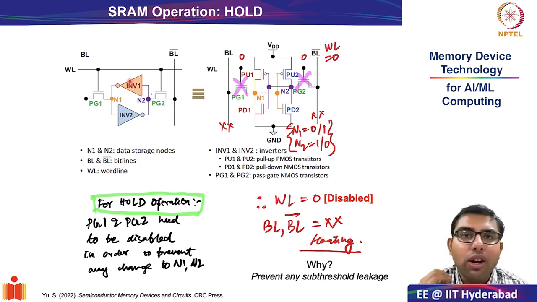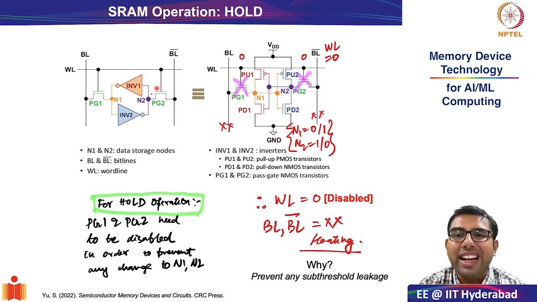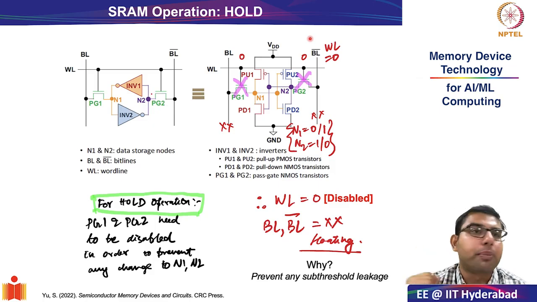Also, at the end of the last session, we saw the basic operation of hold, where whatever value is stored in nodes N1 and N2, you just want to retain it. So the philosophy is very simple. You decouple PG1 and PG2, which are your pass gate or access transistors, from your bitline and bitline bar, and this you do by deasserting the word line and keeping the bit lines floating. Why did we keep the bitlines floating? It was very simple. You want to prevent any subthreshold leakage.